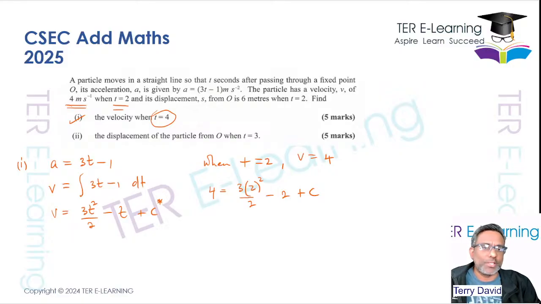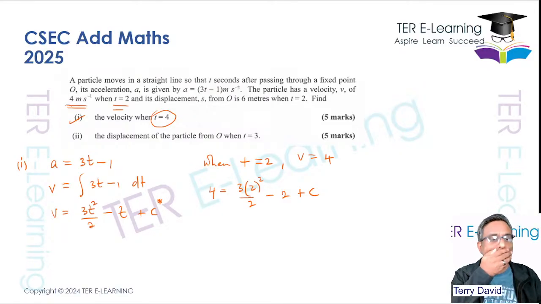For those of you locked in here, keep in mind this is CSEC Ad Maths. This is not CSEC Maths. This is CSEC Ad Maths, not Maths. I've seen people getting 0. Is that really true? I don't know.